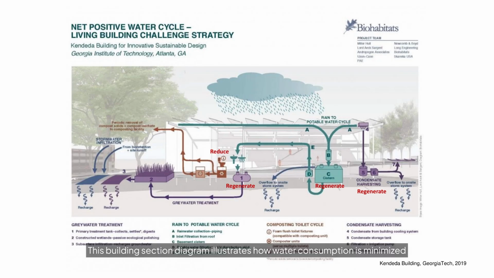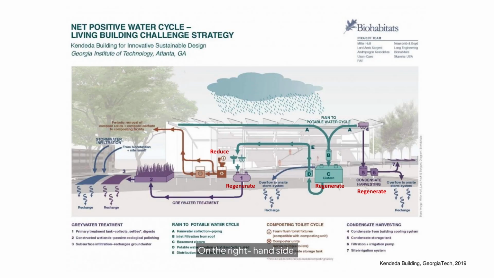This building section diagram illustrates how water consumption is minimized while regenerating domestic water for building use. There are 3 color-coded water flows. In the middle, represented in green color, the roof collects rainwater, which is stored C, and filtered D for restroom and shower use. The gray water from these fixtures is collected in a treatment tank 1 and goes through constructed wetland 2 and is discharged into underground water.